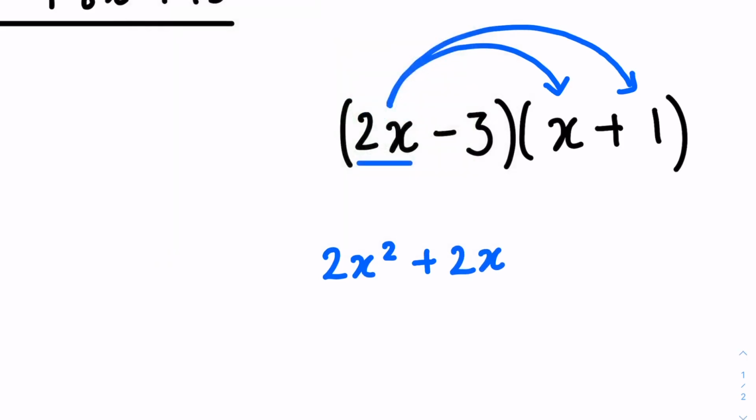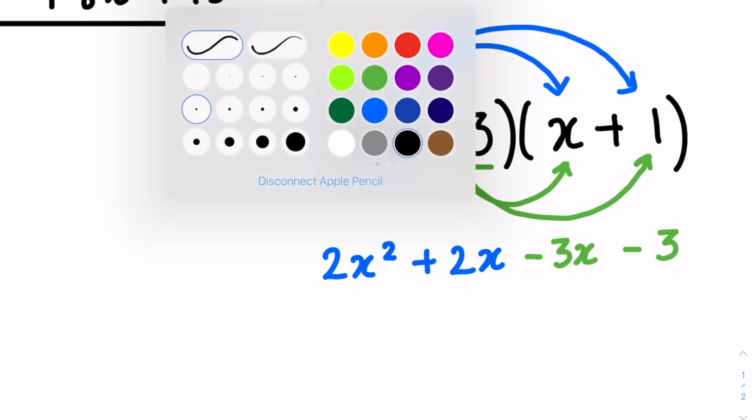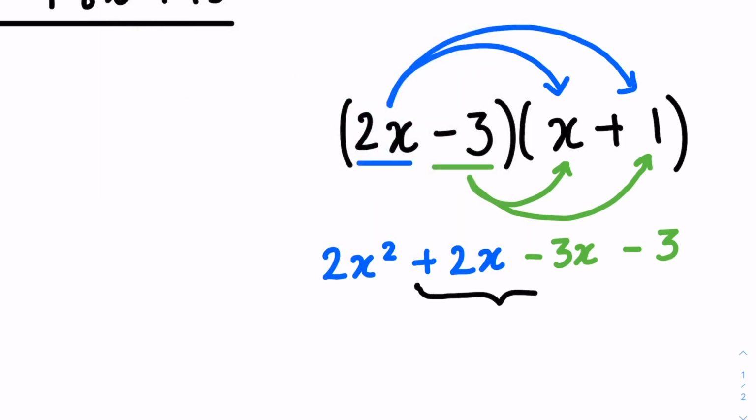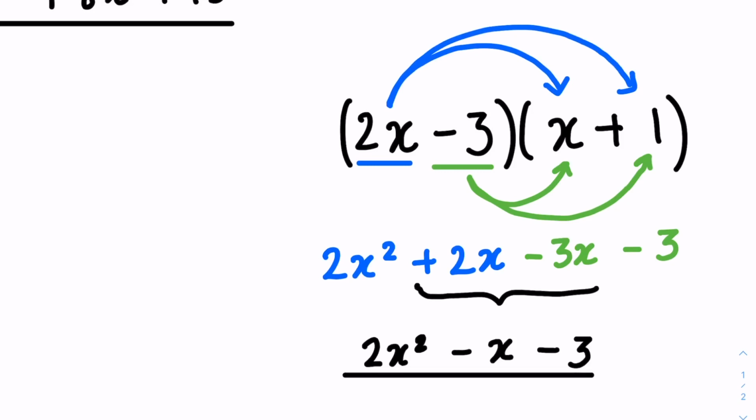Again, with the minus 3. Minus 3 multiplied by x gives you minus 3x. Minus 3 multiplied by 1 gives you minus 3. Again, we can simplify this. And your final answer should be 2x squared. Then 2x minus 3x is minus 1x, which is the same as just minus x, minus 3. And this, again, should be your final answer.